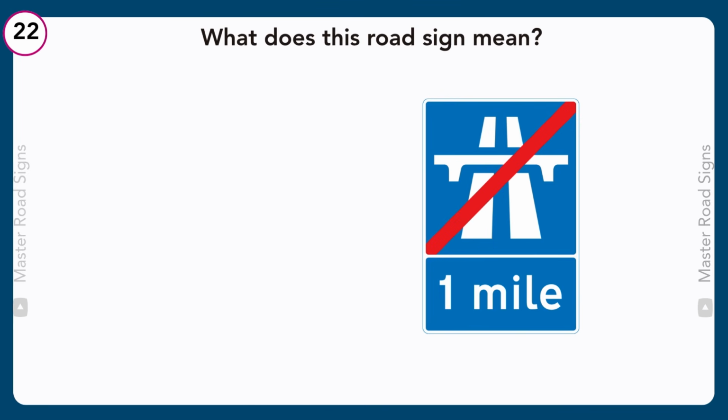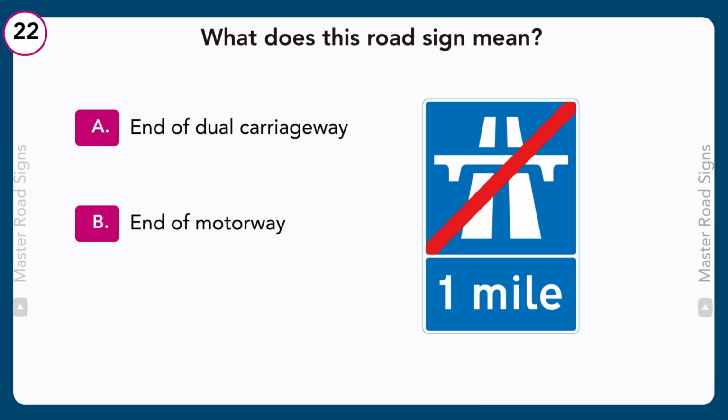What does this road sign mean? Option A, end of dual carriageway. Option B, end of motorway. Option C, no entry to motorway.